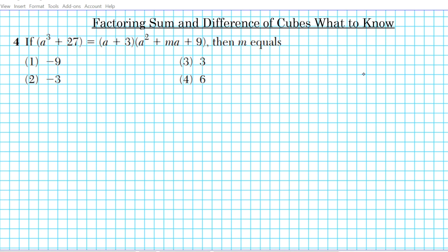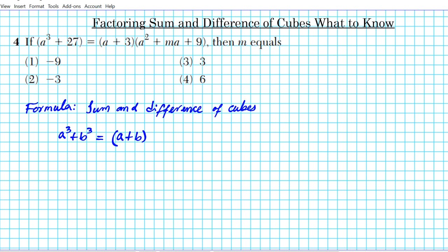All right, so before we get started, let's go over the formula that will guide the problem solving process. The formulas that we're looking for here are the sum and difference of cubes. So let's look at the sum first. If you have a to the third plus b to the third, so you have the sum of two cubes, it factors into a plus b times a squared minus ab plus b squared.